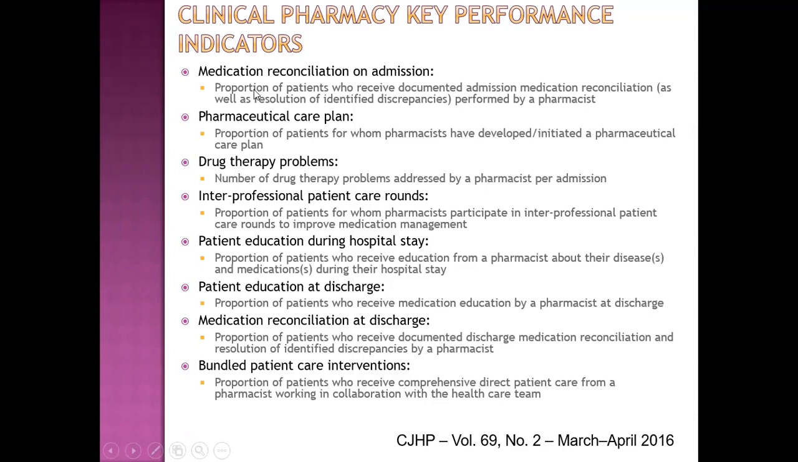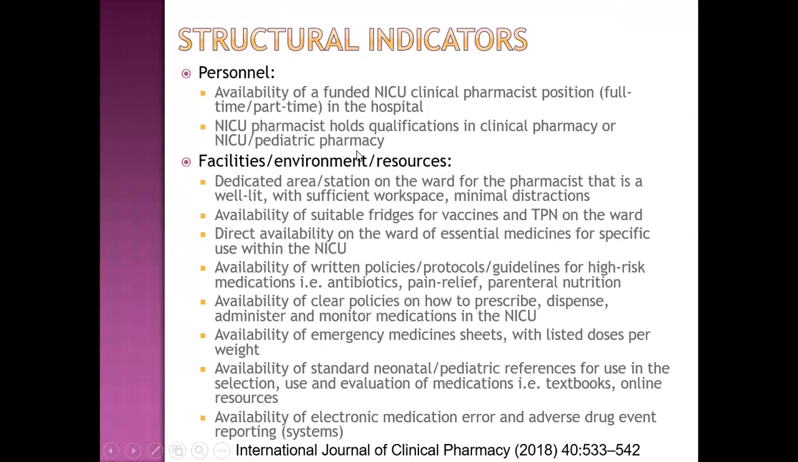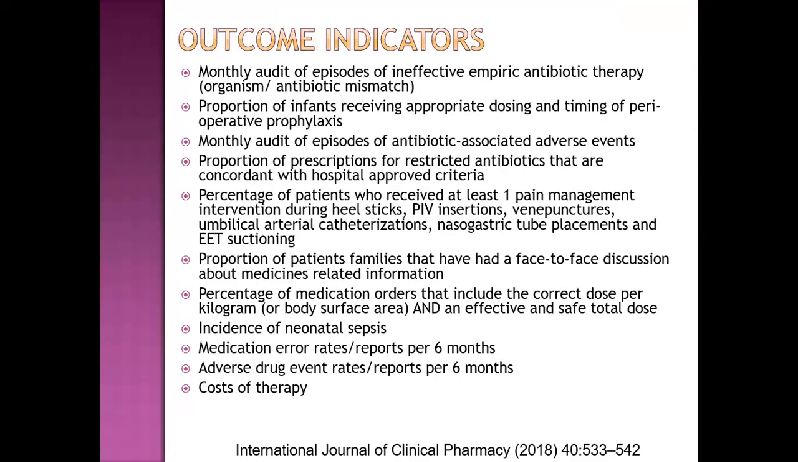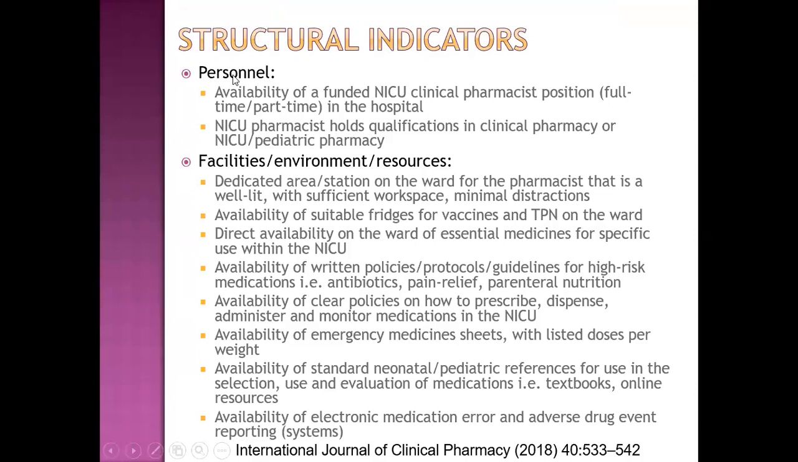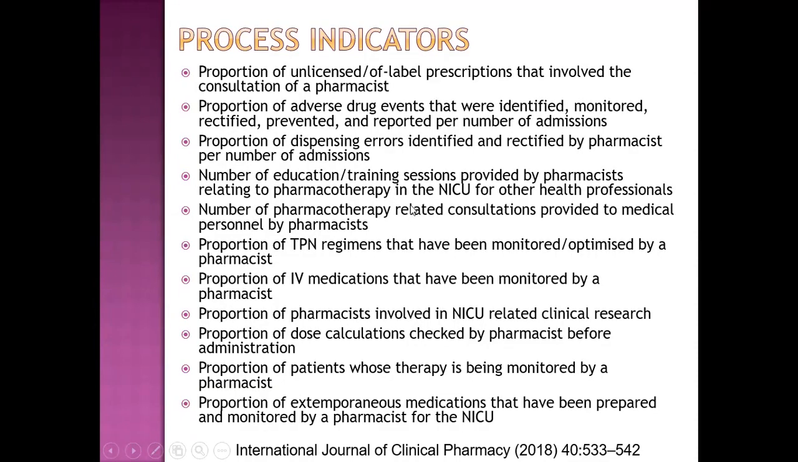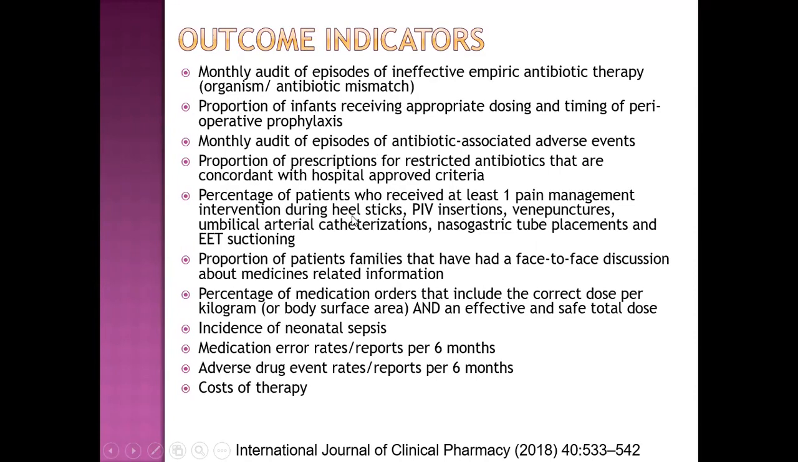Then clinical pharmacy key performance indicators. These can be classified as medication reconciliation on admission, pharmaceutical care plan, drug therapy problems, interprofessional patient care rounds, patient education during hospital stay, patient education at discharge, medication reconciliation at discharge, bundled patient care intervention. I have taken from this article. Then the key performance indicators can be divided into structural indicators, process indicators, and outcome indicators. So these are structural indicators which include manpower and facilities, environment and resources. I have taken from this article. Then these are process indicators. Then these are outcome indicators, and most of them have already been discussed in my lecture. And the others include incidence of neonatal sepsis, medication error rates, reports per 6 months, adverse drug events or reports per 6 months, and cost of therapy.